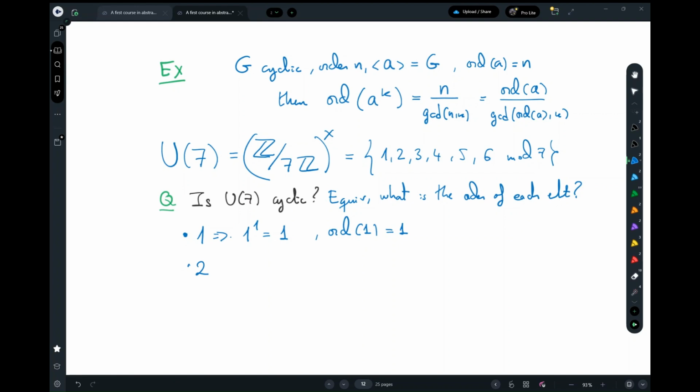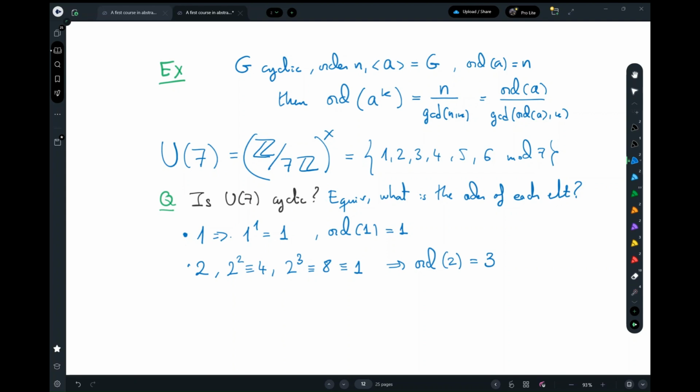How about 2? Let's look at the powers of 2. 2 squared is congruent to 4 modulo 7. 2 cubed is congruent to 8 modulo 7, and 8 is 1. So the very first time that 2 to some number is the identity is 3. So that tells me that the order of 2 is exactly 3. That is not a generator.